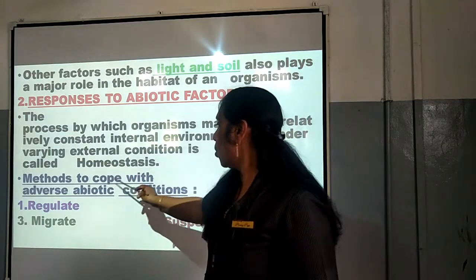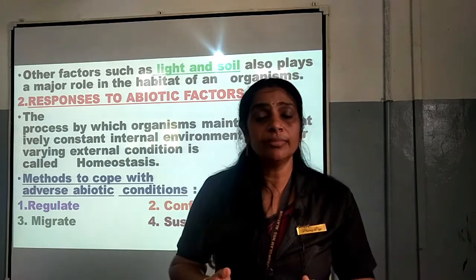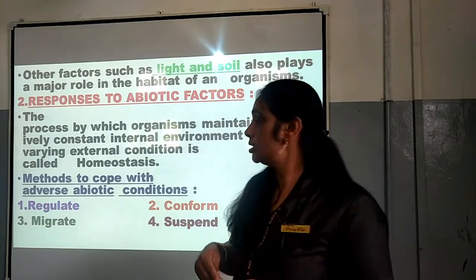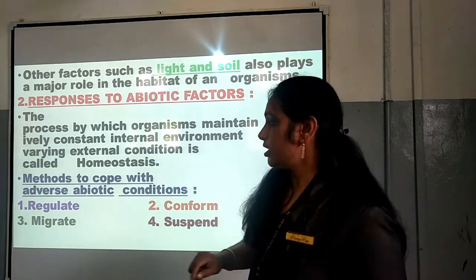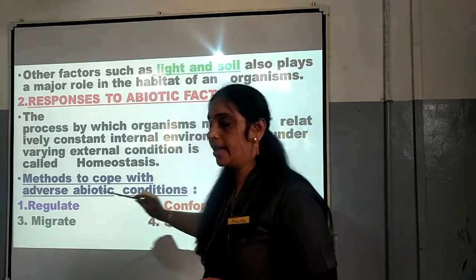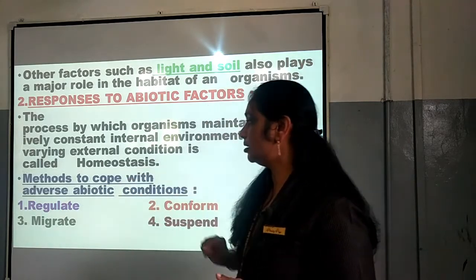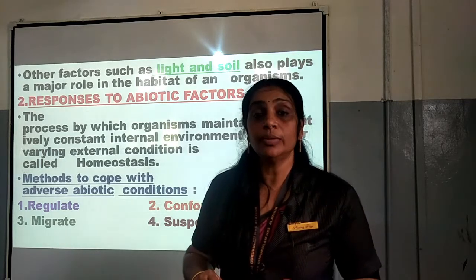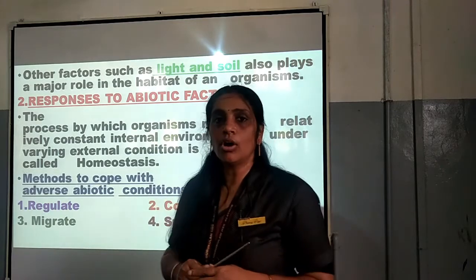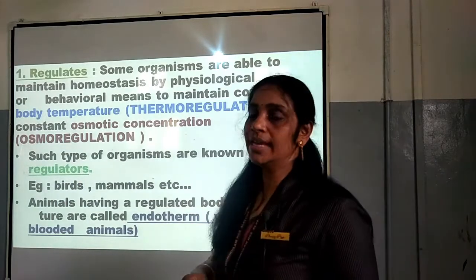Now, methods to cope with adverse abiotic conditions. There are different methods through which an organism can overcome the adverse abiotic conditions. First method is regulate, second is conform, third is migrate, and the fourth one is suspend. These are the four methods by which an organism will be able to cope with or overcome the adverse environmental, or we can say abiotic, condition. The first one is regulate.